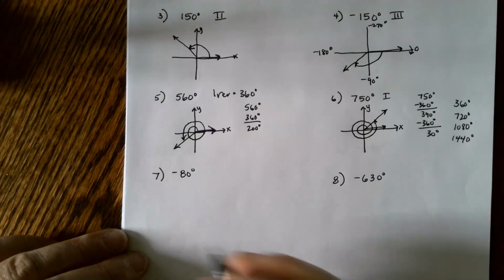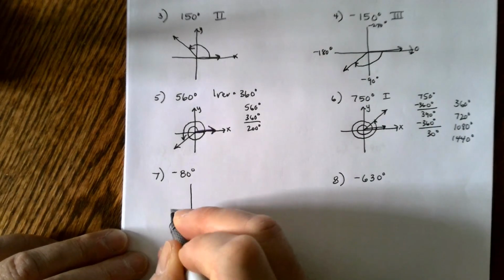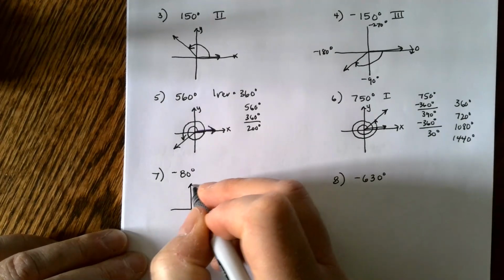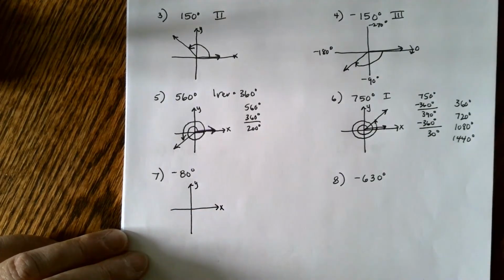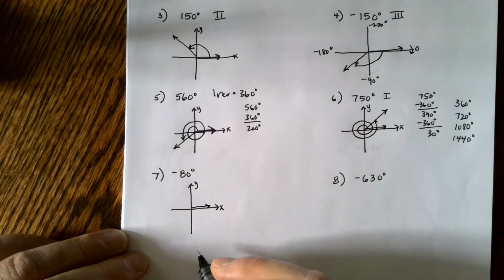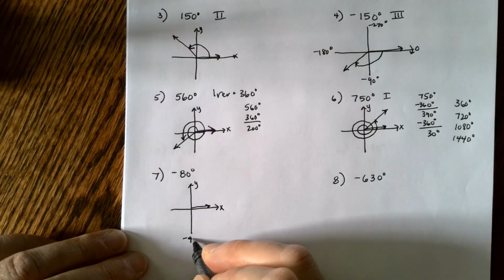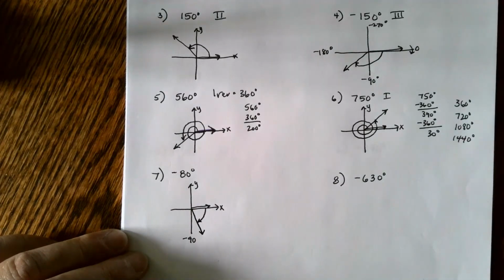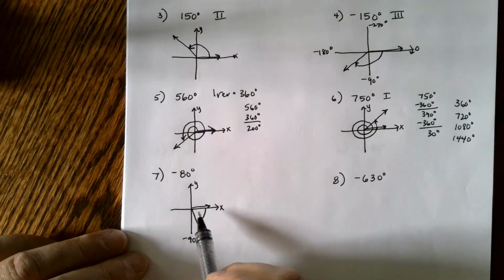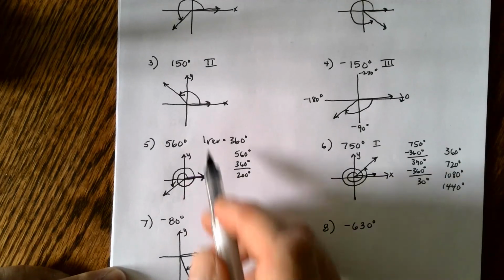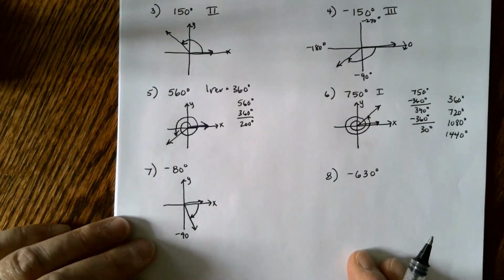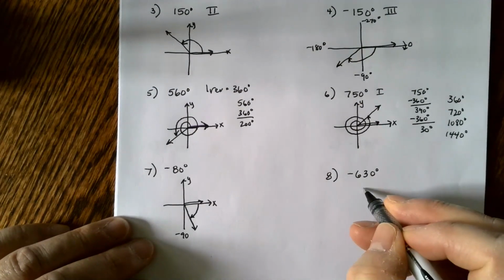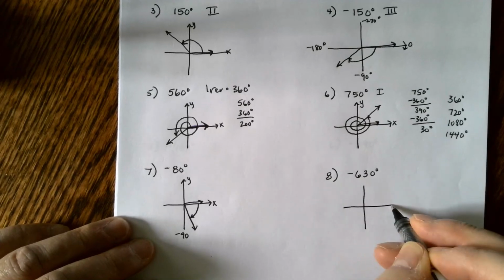Negative 80 degrees we've already talked about. It's going again in a clockwise fashion. And so we're going to start on the positive x-axis again, but this time we're going to rotate down. And there's my negative 80 degrees. Notice again, every single one of my angles has started on the positive x-axis. Every single one. Last problem over here for practice is negative 630 degrees.